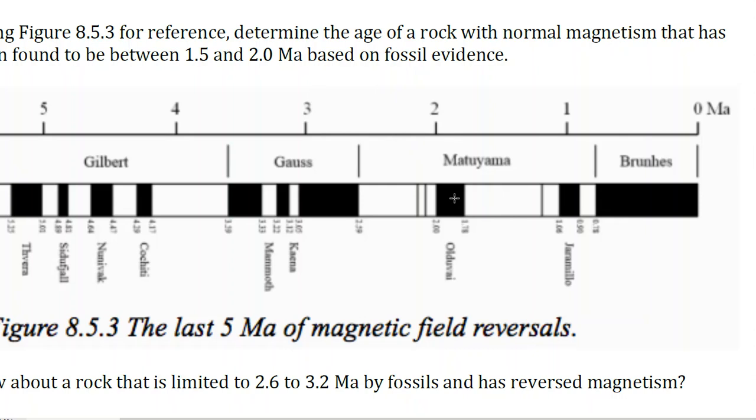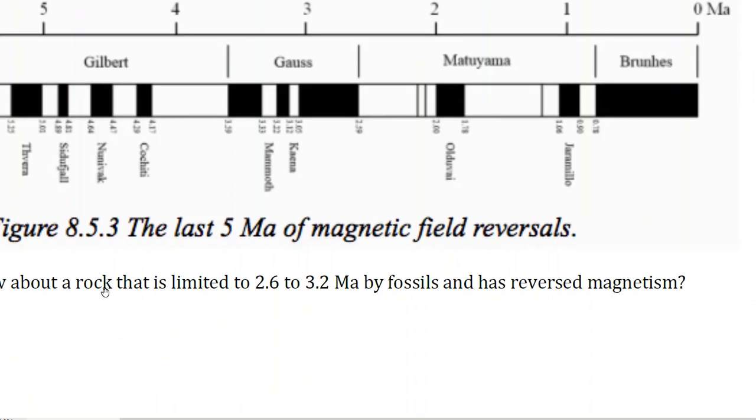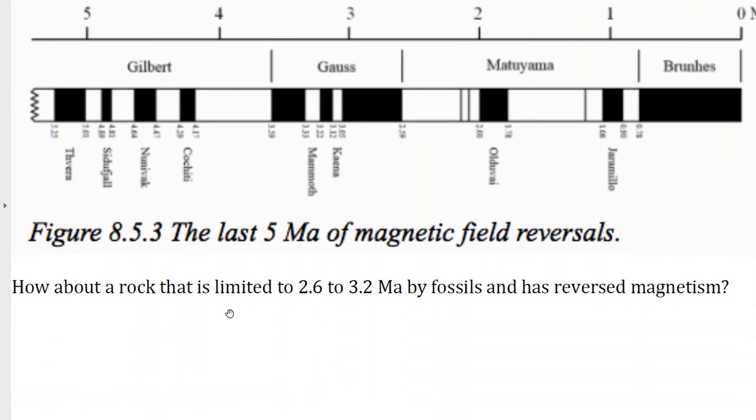Normal polarity. Now, how about a rock that is limited to 2.6 to 3.2 million years and has reverse polarity? So 2.6 is right around here, to 3.2, which is right in here. The only one that would fit is this, and it has reverse, right? This is the only white one here, because 2.59 is right here, and it's older than 2.6, so it can't be anything in here.